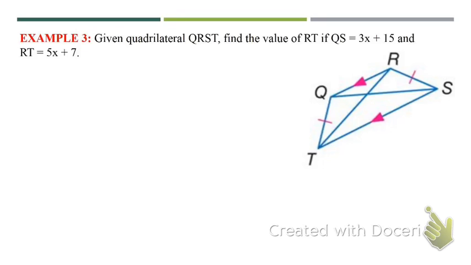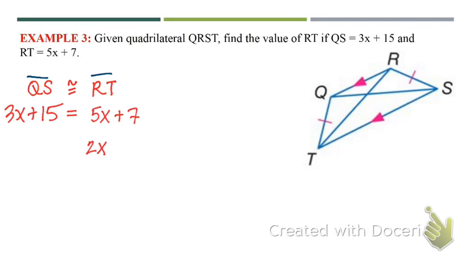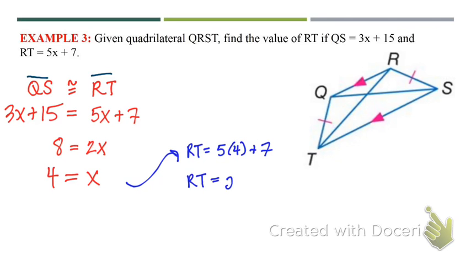So given this quadrilateral, find the value of RT if QS is 3x plus 15 and RT is 5x plus 7. And we know that it's isosceles. So because it's isosceles, we know those diagonals are congruent. So we can set the two equations equal to each other and then just solve. And then we plug it back into the equation and we figure out what RT is.